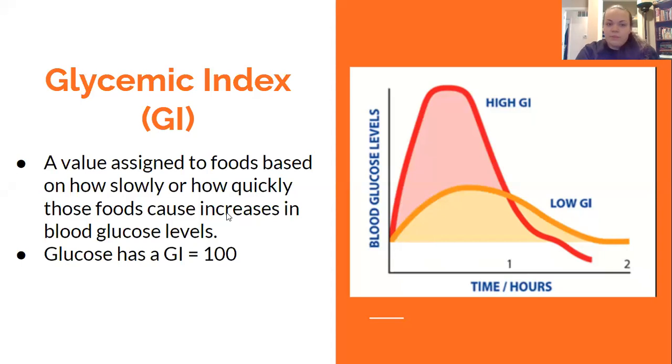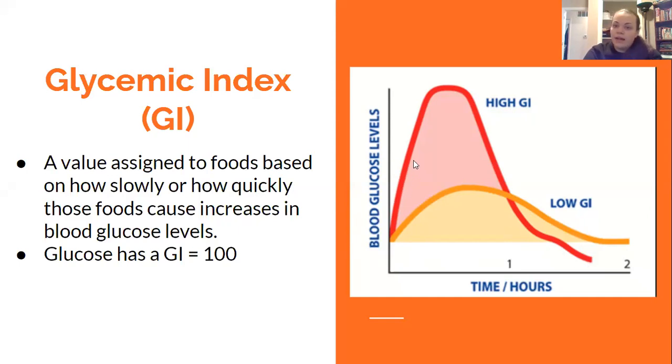And lastly, I want to talk about something called glycemic index. This is a value that is assigned to foods based on how quickly or slowly it'll raise your blood glucose or blood sugar levels. So if something has a high glycemic index, it quickly raises the level of your blood sugar, but then it will also quickly drop and actually goes down lower than it was before, so it can actually cause a low blood sugar level.